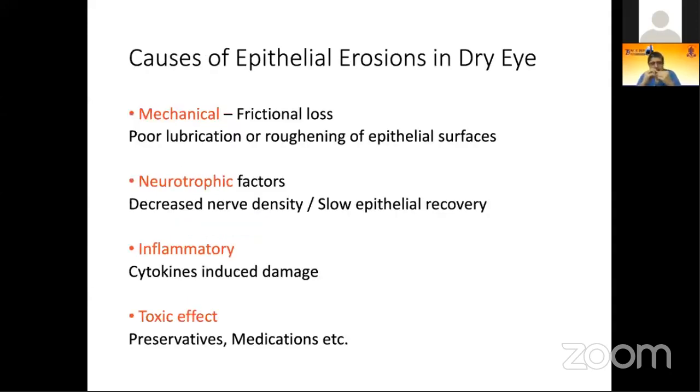And why do we get them? So there could be various factors. One could be mechanical factor, where we have frictional loss of corneal epithelial cells due to poor lubrication of the epithelial surfaces. And then we could have other factors, such as we know that there is a decrease in the subbasal nerve density in patients who have dry eye, especially which is chronic. And this results in a loss of trophic impulses to the ocular surface epithelium and also slows down the epithelial recovery.